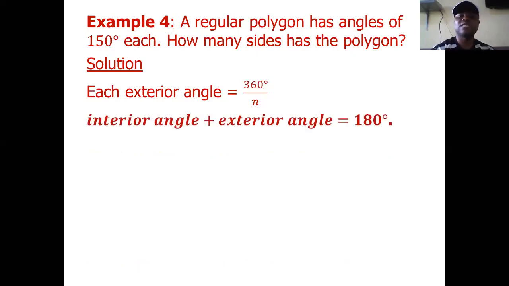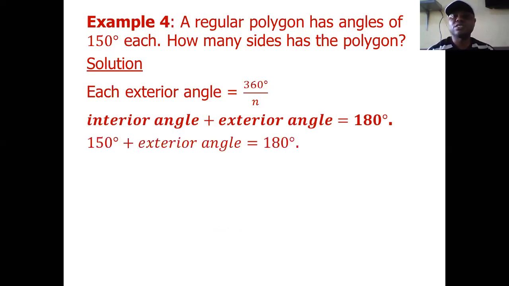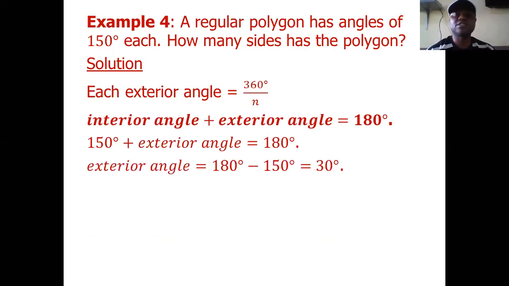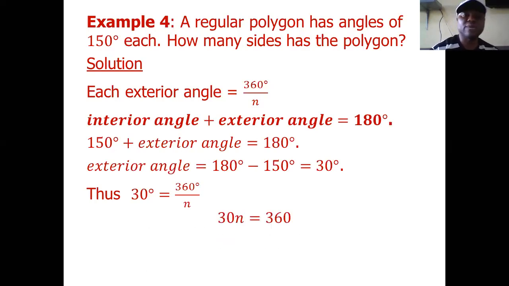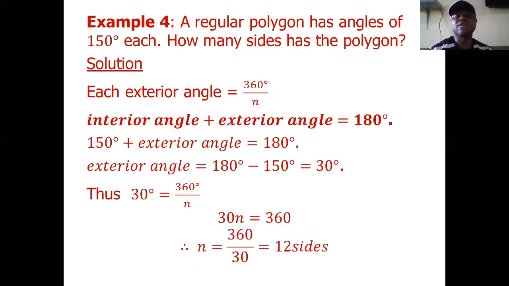We all know that interior angle plus exterior angle will give us 180 degrees. Now each interior angle is 150 degrees, plus exterior angle is equal to 180. So we know that each exterior angle is 30 degrees. So go and substitute 30 degrees for the exterior angle. So 30 degrees is equal to what? 360 degrees divided by n. Next, cross multiply, you have 30 degrees times n equals 360 degrees. So you divide both sides by 30 degrees, and then you have n to be what? 12 sides. So simple. n is 12 sides.